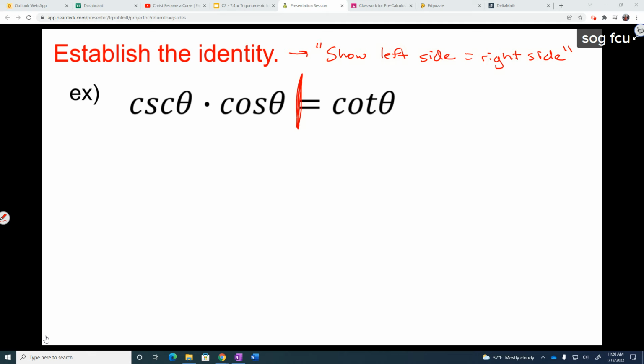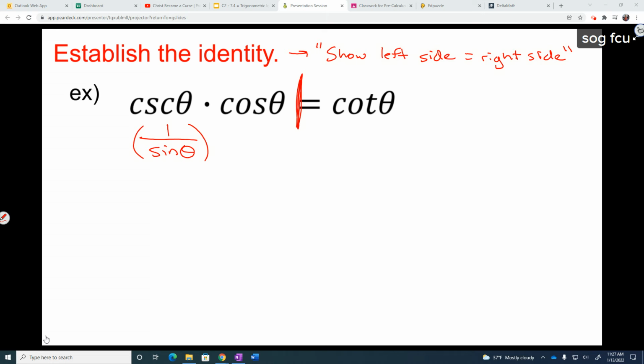So who has an idea? What could we do to this left side to get some way there? Could you make cosecant 1 over sine? That'd be a good start. Yep. We're going to replace cosecant with its reciprocal, which is 1 over sine of theta.